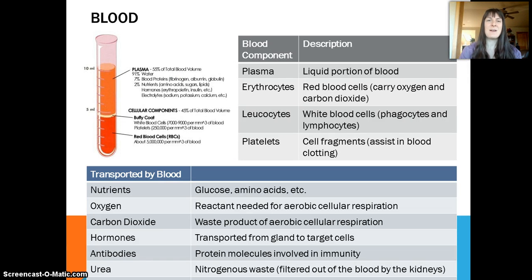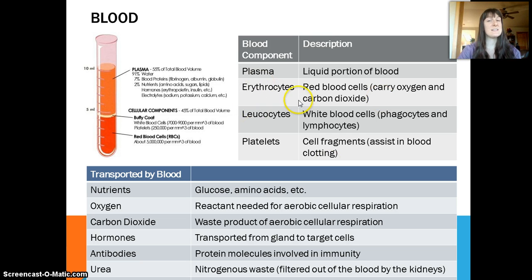Let's begin by talking about blood. So there's a couple different parts of blood itself. Here's the components. Here are some descriptions of what it is. So we start with plasma. That's the majority of our blood. It's that liquid portion. Within that, it's mostly water as well as some nutrients that get transported as well as some proteins. That's all our plasma.